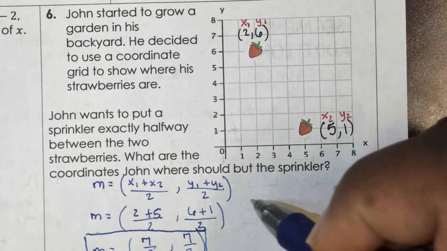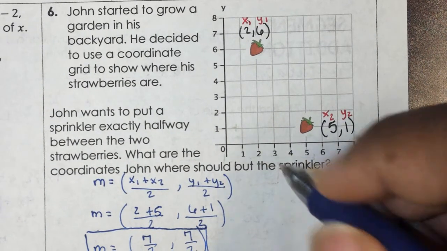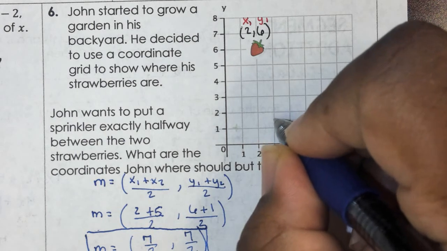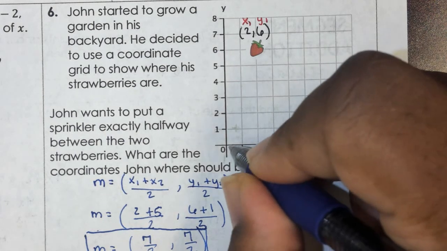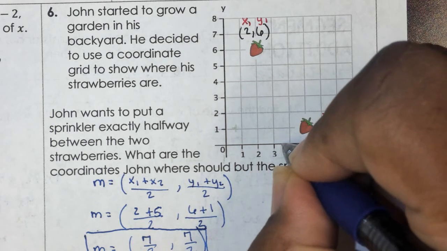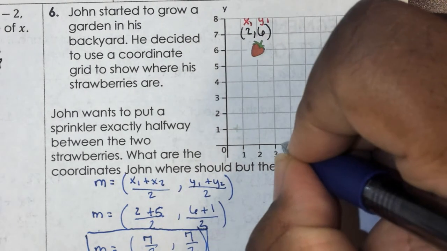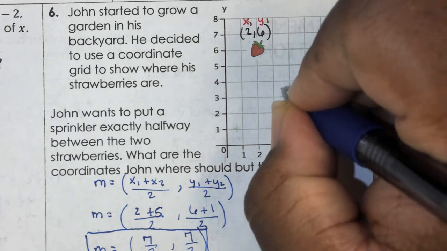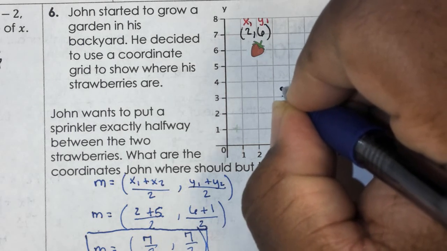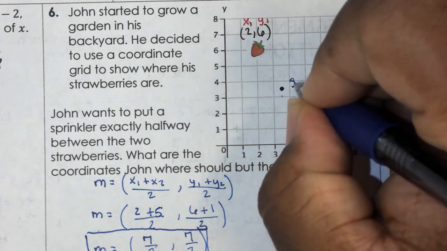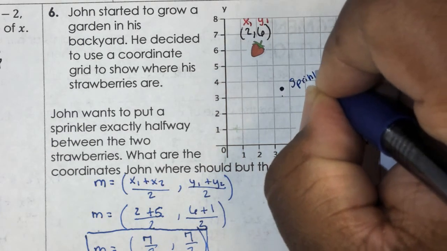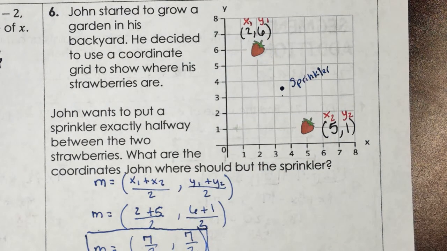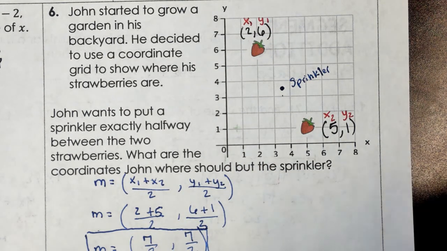So let me show you this on the graph. Over 3.5 would be over 1, 2, 3.5, and then up 3.5 would be up 1, 2, 3.5. Our sprinkler will be about right here, which looks correct. That looks like the center between those two strawberries, if we had to graph it, but we don't.